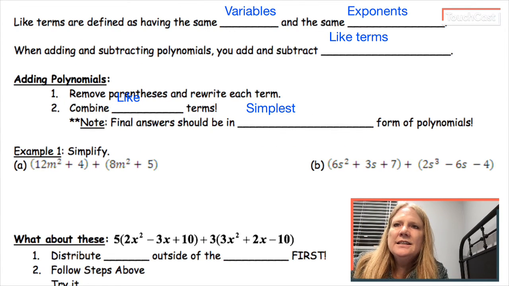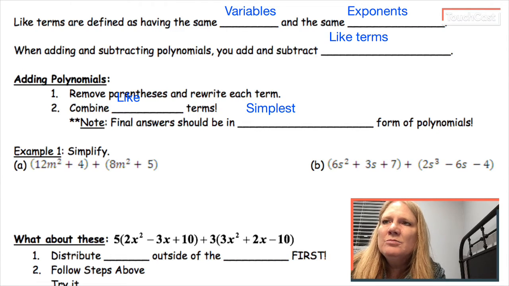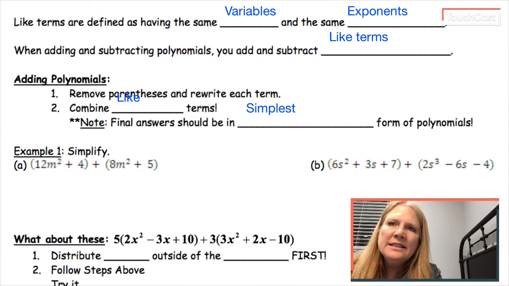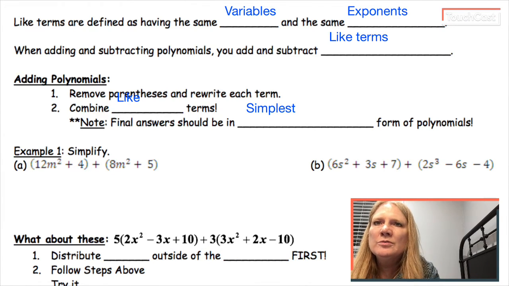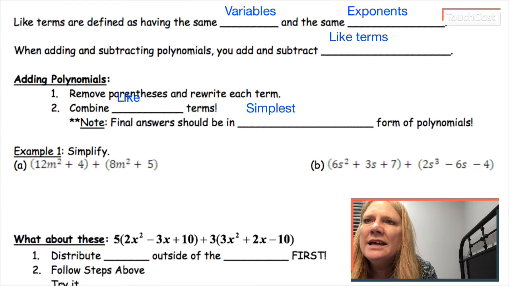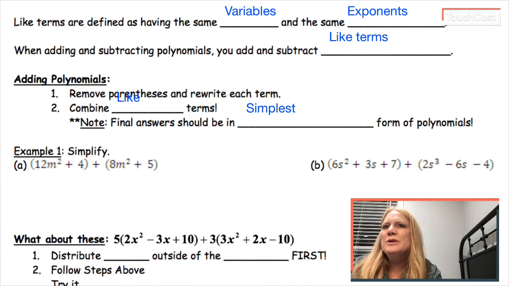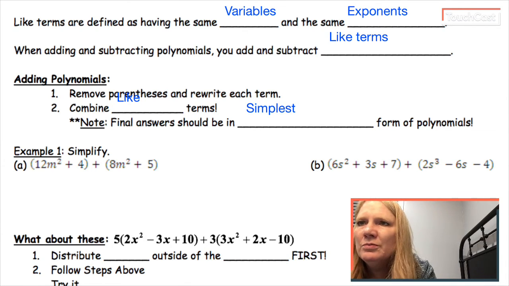Okay, this lesson is on adding and subtracting polynomials. And so the first thing we need to look at are some terms. Like terms are defined as having the same variables and the same exponents. Those are the terms that we can combine. So when we add and subtract polynomials, you add and subtract like terms. When you're adding polynomials, remove parentheses and rewrite each term. Combine like terms. Your final answer should always be in simplest form.